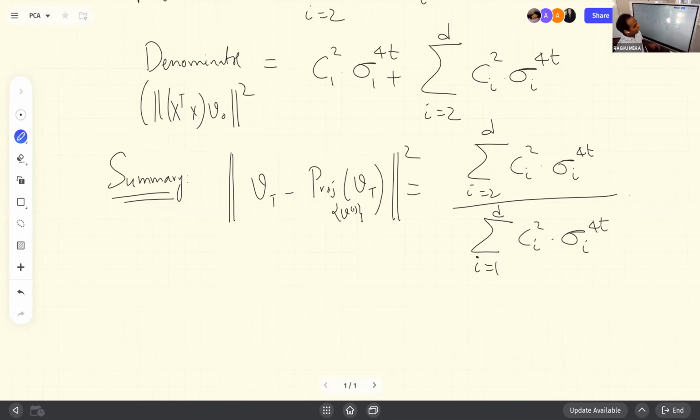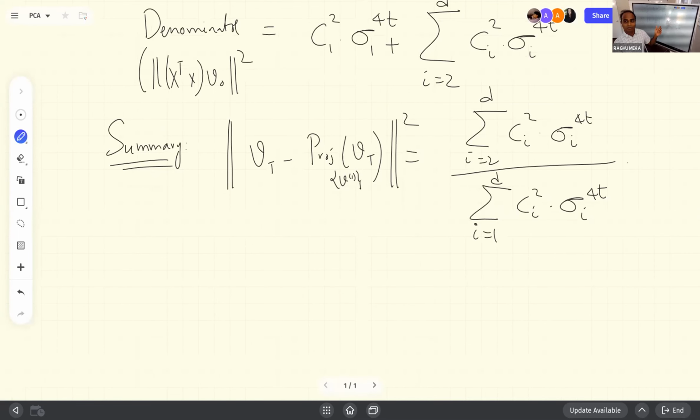So essentially what happens is that, going back to our intuition, we said that we expect when we take higher powers, the smaller singular values to decay much faster than the first singular value, right? So the singular values from 2 to d will be decaying much faster than the first one. So you would see a gap.